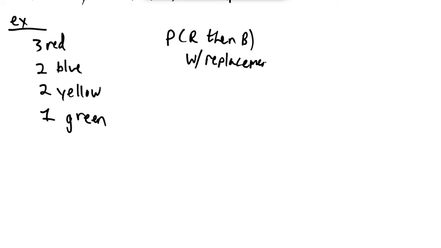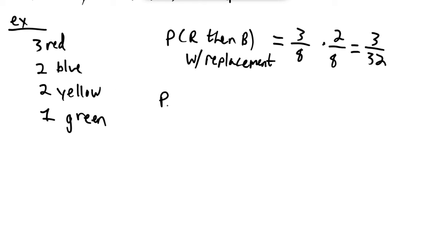So replacement means we don't affect anything, right? We have the same number of total marbles in the bag, so nothing gets affected. These are independent events, meaning that this is going to be the probability of pulling a red in the first time. That's going to be 3 out of 8. So we'll have a 3/8 chance of pulling a red. Then we'll have a 2/8 chance of pulling a blue, meaning that our probability of pulling a red then a blue with replacement is going to be 3/8 times 1/4, or 3 out of 32.